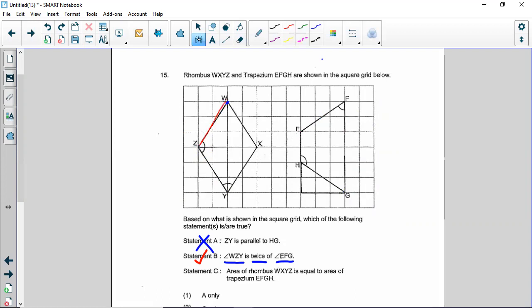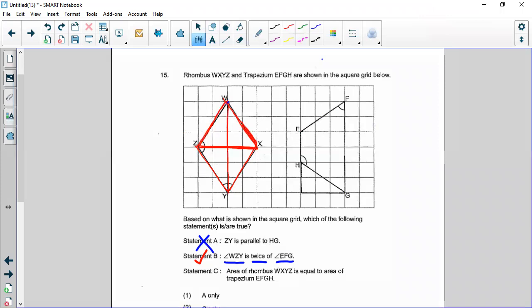Look at this rhombus. How many squares make up this rhombus? Do you know how to find how many squares? You can just cut it, right? Cut it, all right? And cut it. How many squares make up this rhombus?